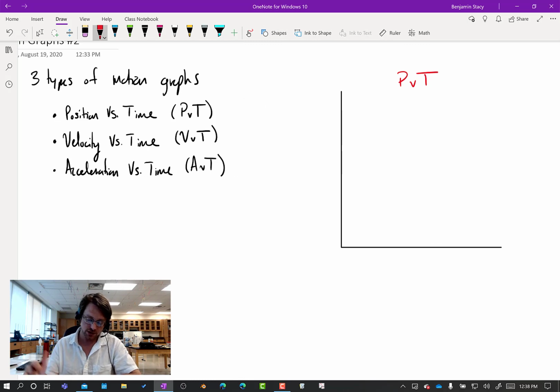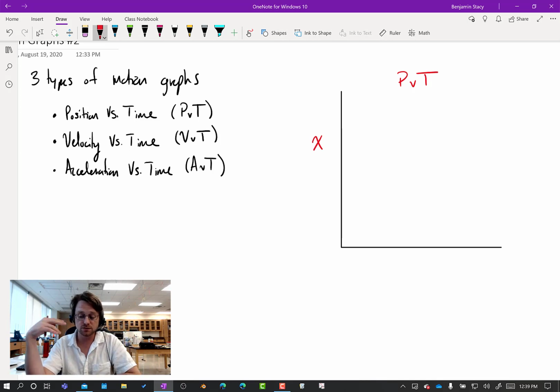So this is going to be a position versus time graph. I label it at the top as PVT, or you can write out position versus time. If it's moving in the horizontal direction, in the x direction, then on my y-axis, I'm going to call that x. I know, I'm putting an x on the y-axis. But remember, the x and y axes, that x and y, are just placeholders for actual variables that mean something. Generic x and y don't mean anything.